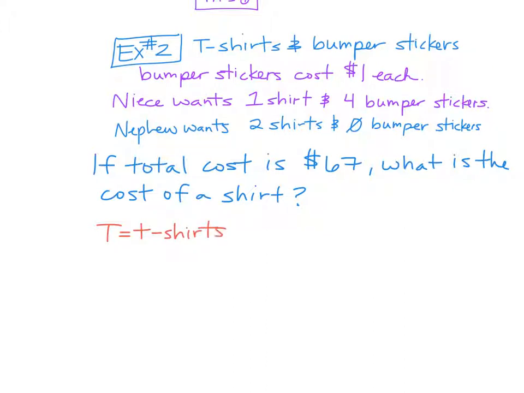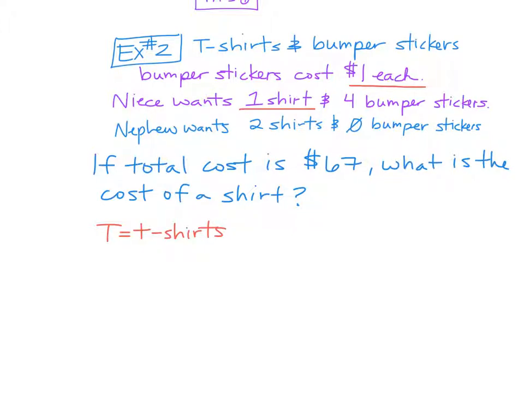Okay, that's our unknown. A lot of people want to try and make bumper stickers another variable, but what do we know about bumper stickers? $1 each. We know their costs already. So instead of calling that a variable, we don't need to because we know exactly how much it's going to cost for however many bumper stickers we want. So it says bumper stickers cost $1 each. The niece wants 1 shirt. How much is the t-shirt? That's what we're trying to figure out. How much does 1 t-shirt cost, right?